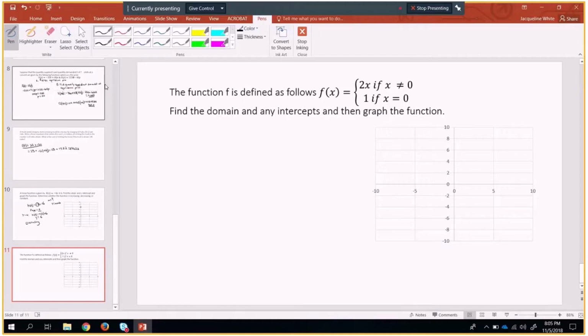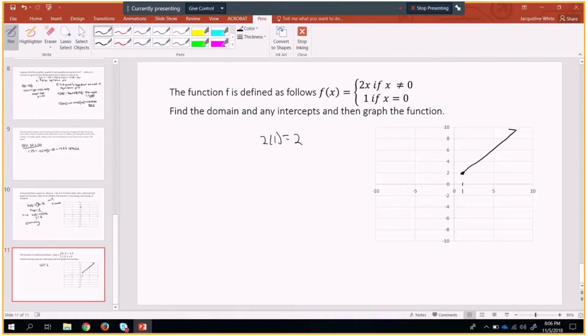Alright, so let's graph this. 2x if x is not equal to 0. So if x can't be equal to 0, we can't even put a point or anything like that for this 2x right here. So let's say if we plug in 1, it's going to be 2 times 1, which is just equal to 2. So that's 2.